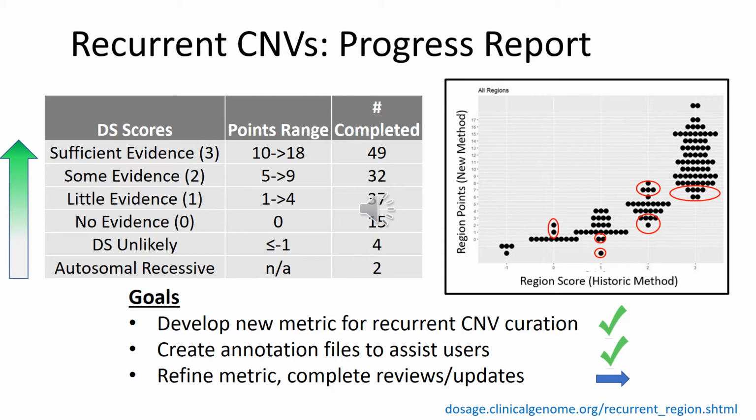Currently, we have a number of regions evaluated that are in the dosage sensitivity 3 category, and we've worked our way up from the dosage sensitivity unlikely category into examining the more challenging and sometimes controversial CNVs scored in the 1 and 2 categories. On the right, comparing this new metric to our historical scoring for these regions, we've generally had good concordance in these methods, though some CNVs have and will undergo scoring changes. And so we'll keep the community updated on our website, which is now hosted at theclinicalgenome.org.